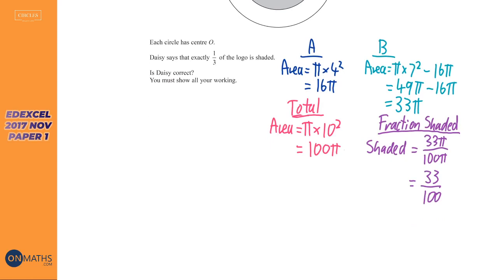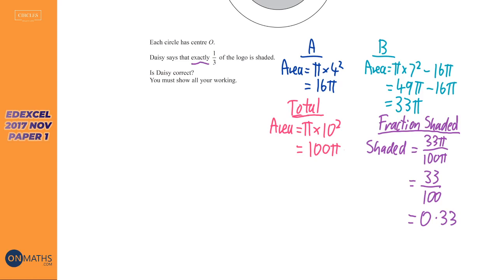Now, 33 over 100 is not a third, okay? If we convert it into a decimal, that would be 0.33. We know a third is 0.3 recurring. So, is it Daisy? Yeah, Daisy is wrong. It's not exactly a third. It's almost a third. It's very close to a third, but it's not exactly a third.